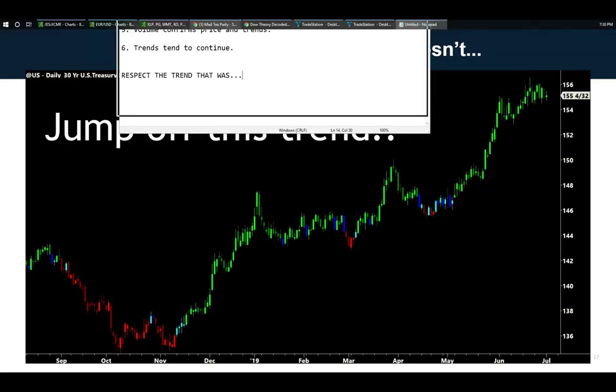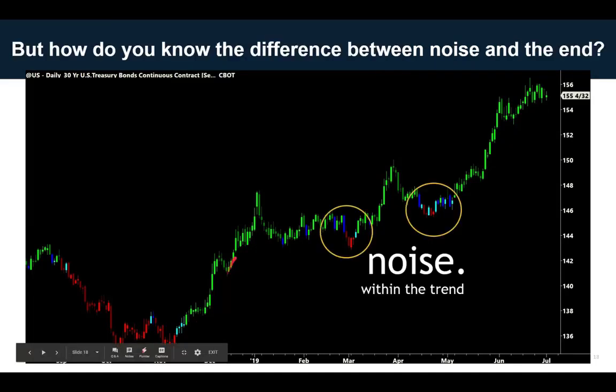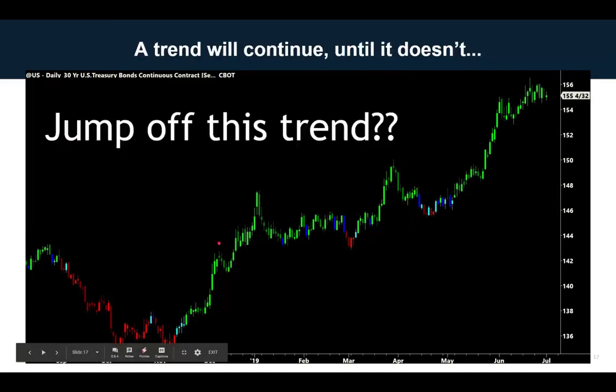Respect the trend that was. It means that whatever the preceding trend of the market, in this case all the green grab candles through here before we got the blue and the red, rather than assume a reversal, we expect the market is going to continue.